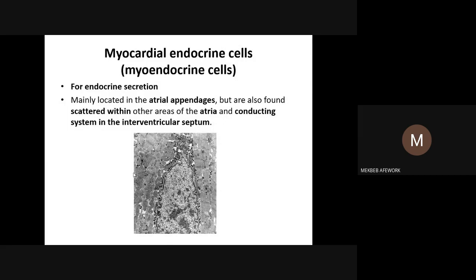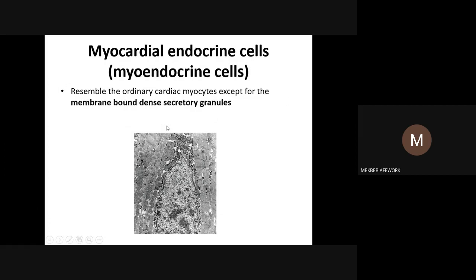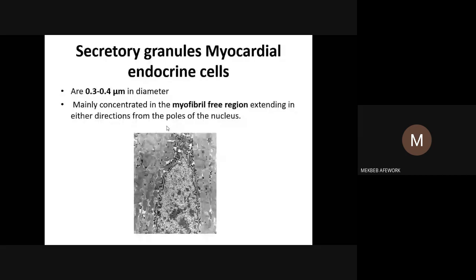And in some of the cardiac muscle, we have such vesicles. Such vesicles are mainly located around the atrial appendages, and they are secretory. They produce some secretory products, and they are making the cardiac muscle also behave like endocrine glandular cells in a sense.